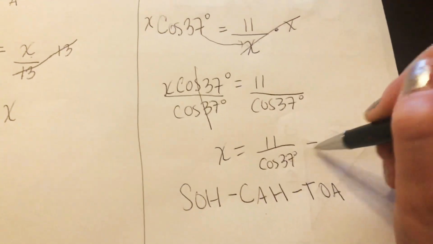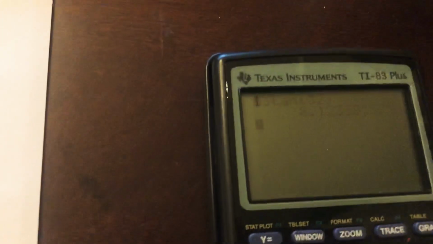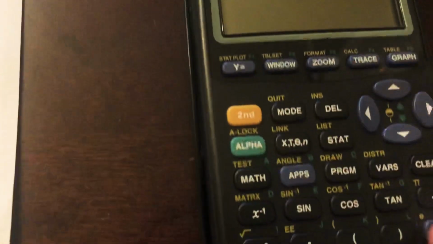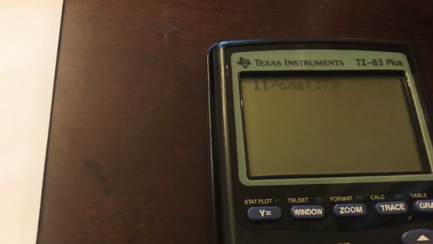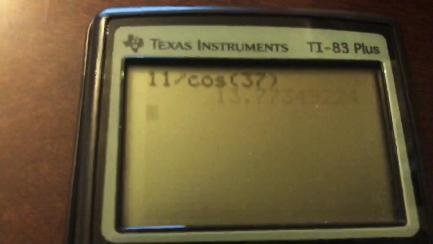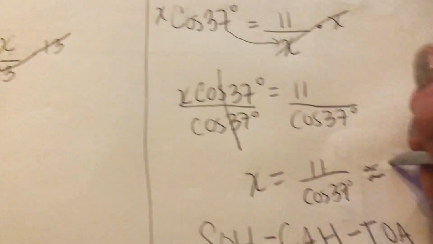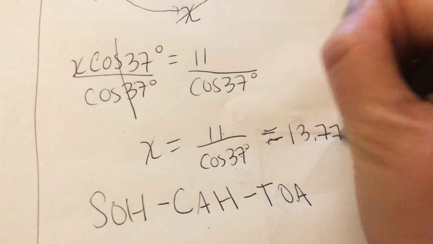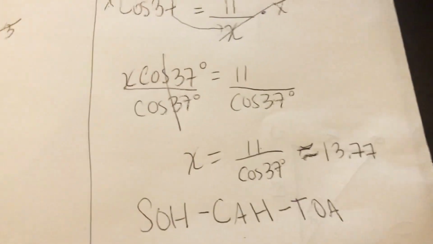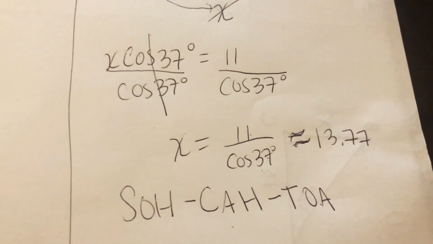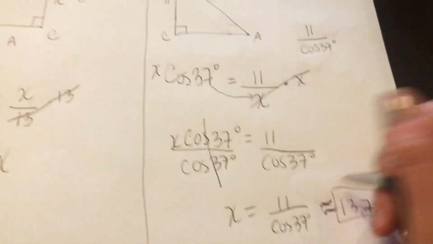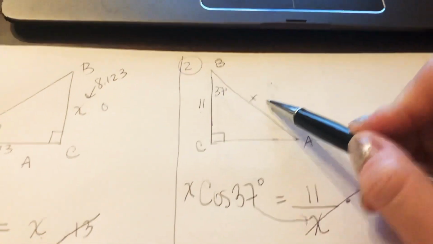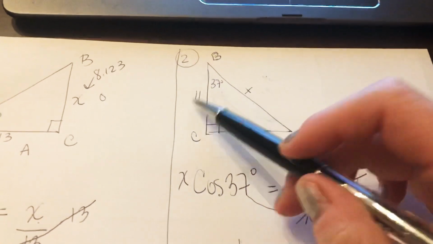So now I have to put this in my calculator: 11 divided by the cosine of 37 degrees. I'm going to go here, 11 divided by cosine 37 degrees, enter, and about 13.77. So this leg is about 13.77, which makes sense, because that should be longer than the other leg. It's the hypotenuse.